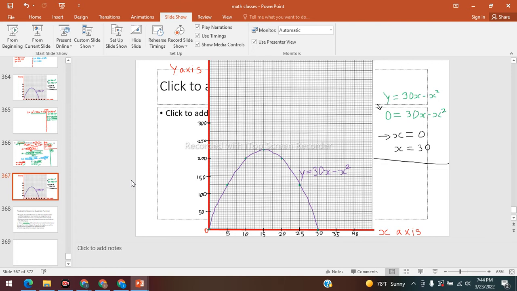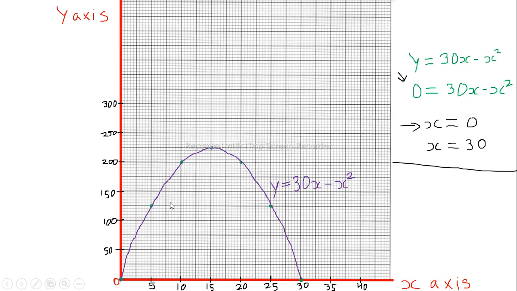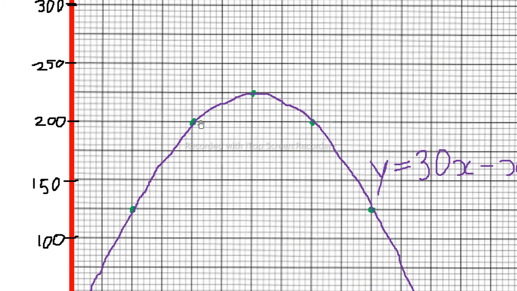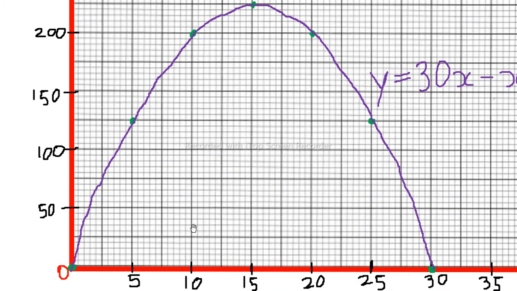Okay, so we need to draw this line, and so this is the point 10, 100, right? Right there. Let me zoom it in so people can see it. This is the point 10, 100. Do we all see that? Yes. This is the point 10, 100.